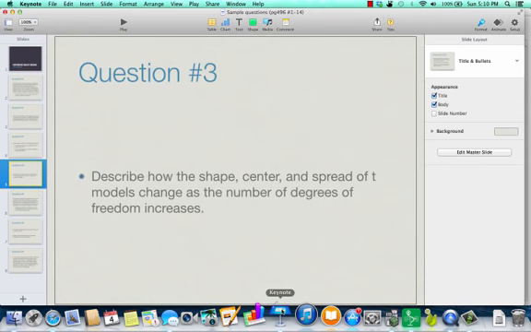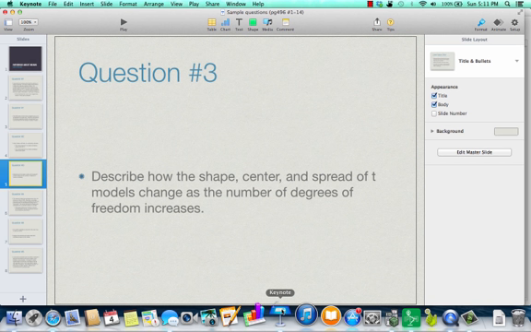Let's see here. Question 3. Describe how the shape, center, and spread of T models change as the number of degrees of freedom increase. Now, for this one you just got to kind of think about it. If we have degrees of freedom increasing, degrees of freedom is calculated by doing n-1. So that's our sample size minus 1. So as degrees of freedom increases, actually that means our sample size is increasing. And we've talked about sample size quite a lot so far in this course and how important it is, and how as your sample size goes up, everything gets a little bit more accurate.